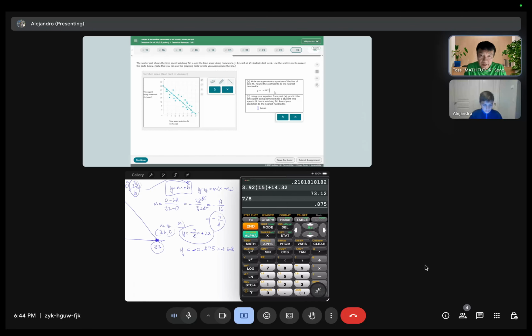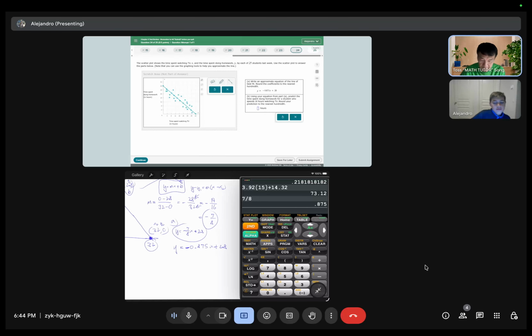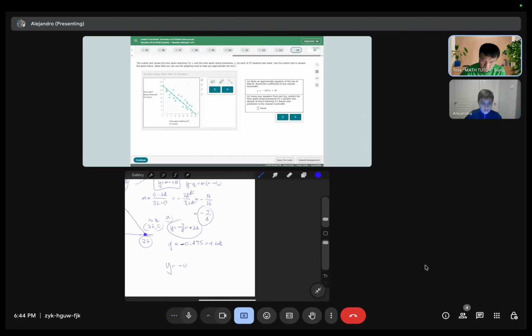Now the reason why is because it's like a word problem, so they want everything to be decimal and non-fraction. Okay, now use your equation in part A to predict the time spent doing homework for a student who spent 18 hours. So X is the number of hours, so we're going to plug it in. So it'll be y equals negative 0.875 times 18 plus 28. And I'll punch it in the calculator.